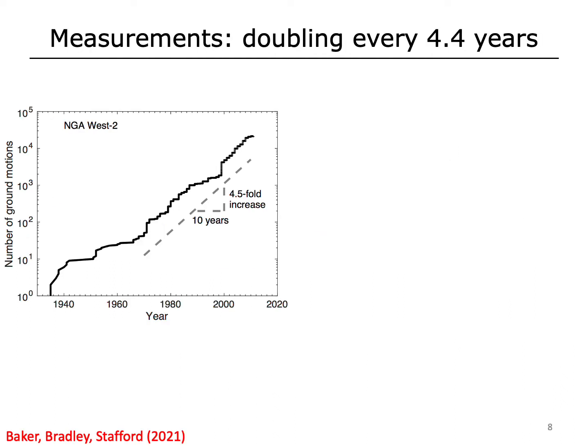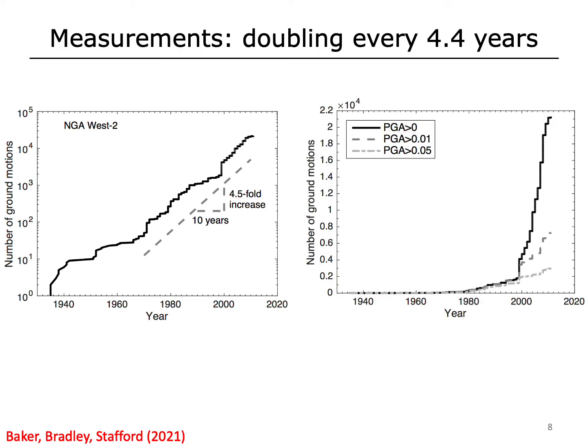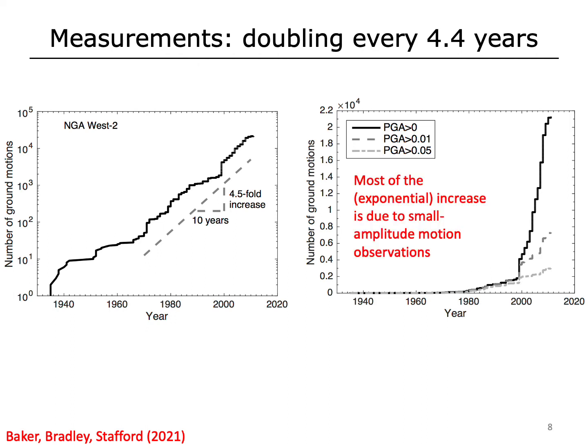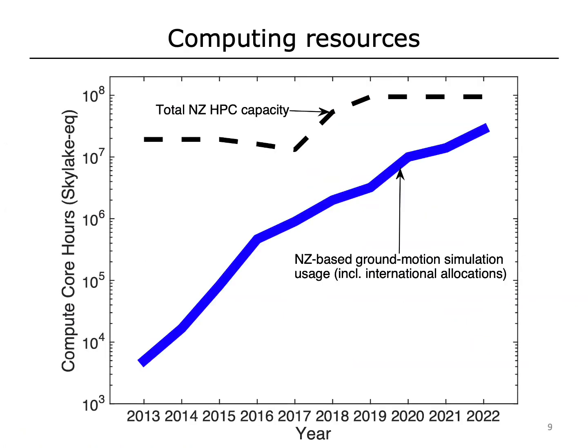The second is a significant increase in measurements. Globally, we're seeing something on the order of about a 4.5-fold increase every decade. However, when we look in a little bit more detail at the disaggregation of those observations, we see that most of the increase actually comes due to small amplitude motions. So it's just increase in sensitivity of instruments or increase in the number of instruments that we're observing. And so really a key determinant of advancing these predictions is how can we best learn from small amplitude ground motions to improve prediction of what we ultimately care about, these large amplitude motions.